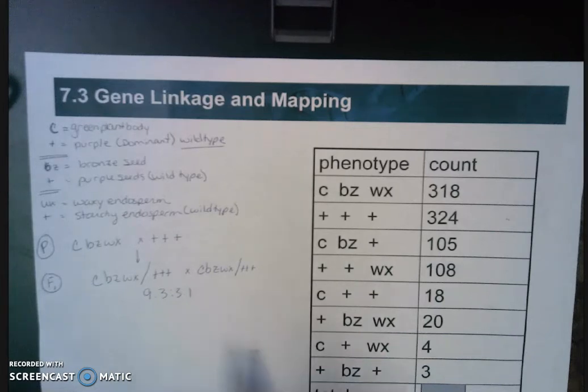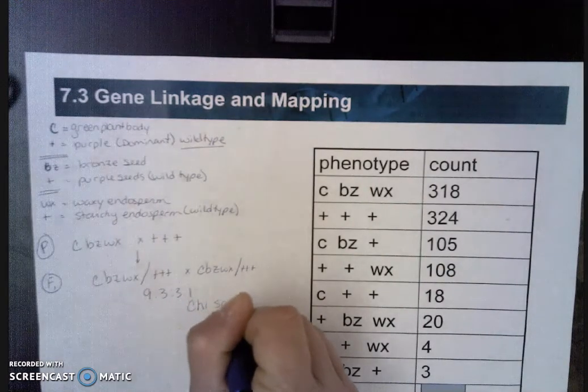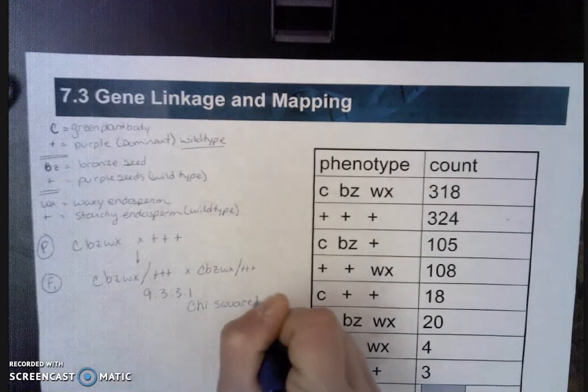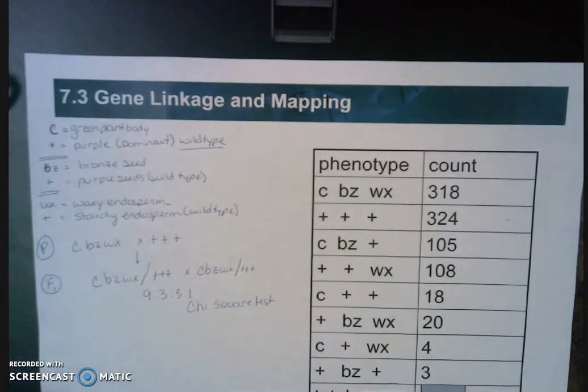All right, and so how would we confirm that? Well, we would perform a chi-square test to confirm. All right, so what we found after doing the chi-square test is that we are not falling into the ratio that we expect to see.